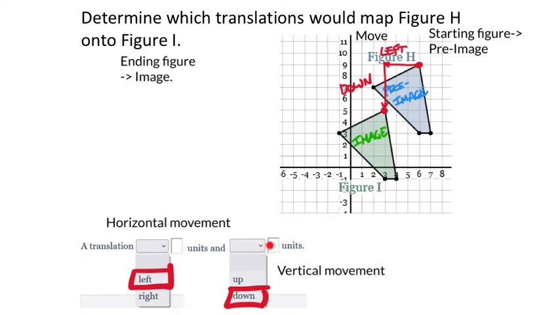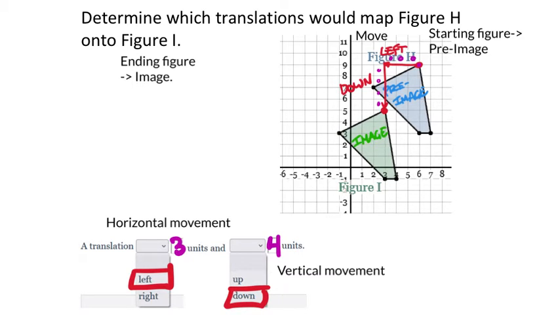Now to fill in these boxes, I have to figure out how far they've been moved to the left and down. Starting from this red point there, I'd move 1, 2, 3 boxes to the left, so I can put a 3 in there. So I've translated this to the left 3 units. And then how far down? Again, I'm just counting boxes: 1, 2, 3, 4 boxes. So it's a translation left 3 units and down 4 units.